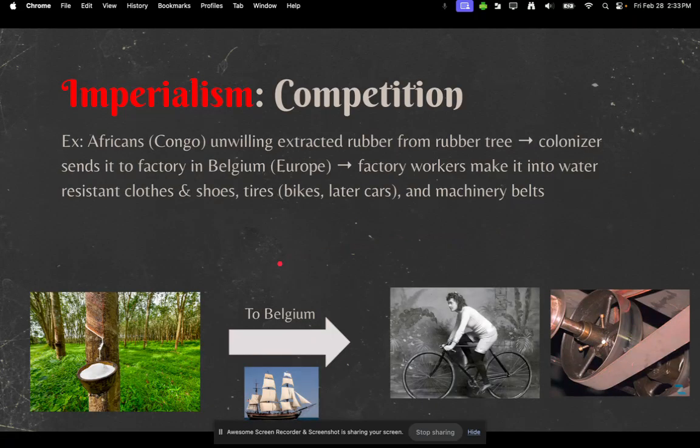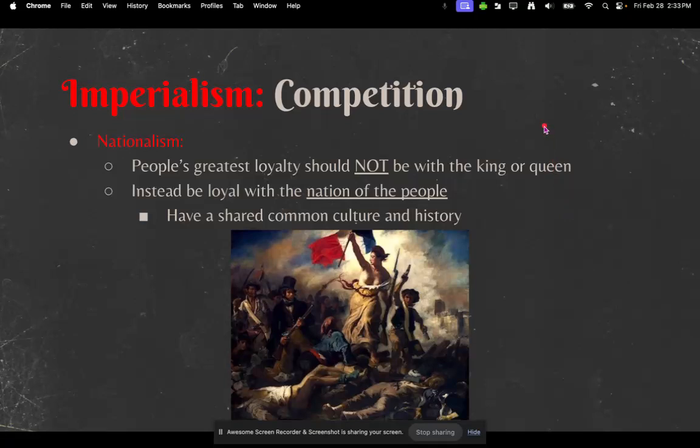So here's an example of that. In Congo, Africans would be unwillingly made to extract rubber from the rubber trees. This rubber would then be sent to the factories in Belgium, which is located in Europe. And then those factory workers would make it into water-resistant clothes, shoes, tires, especially for bikes and later on cars, as well as machinery belts.